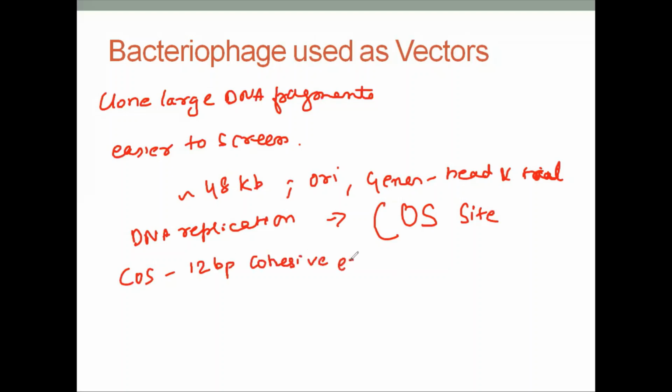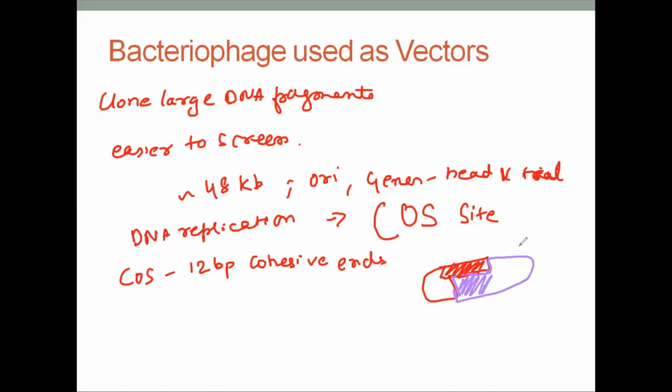So why do we use these cohesive ends? See, whenever you have to bind something, for example, this is it. You usually cut it this way, which is more effective to bind something, isn't it? This is a different fragment and this is a different fragment.